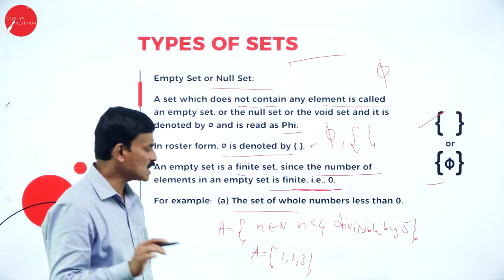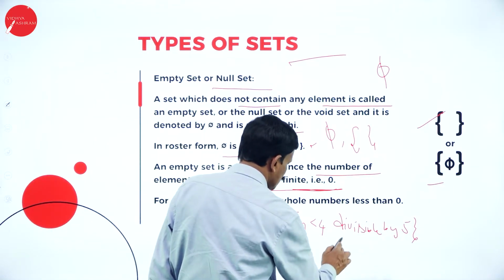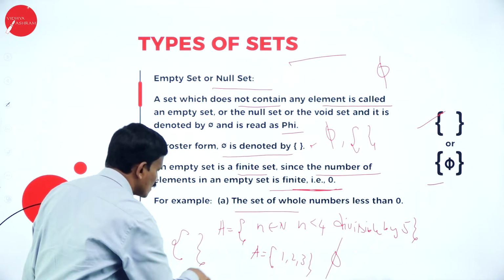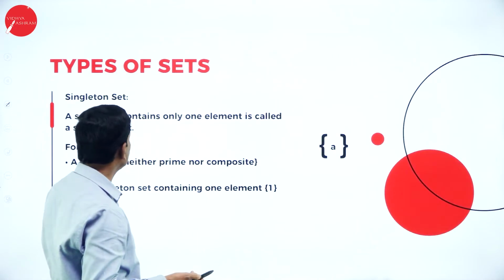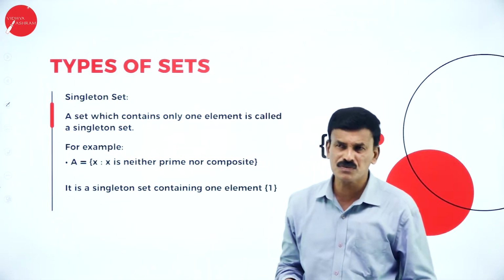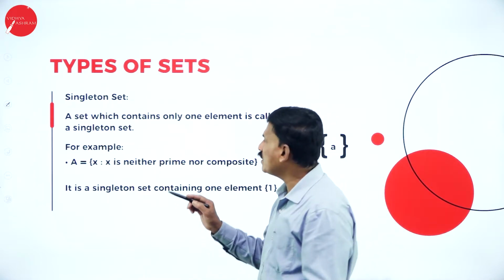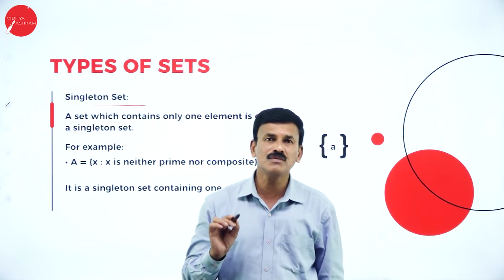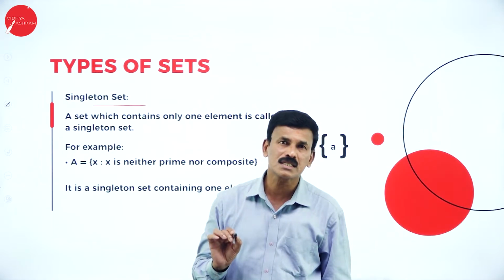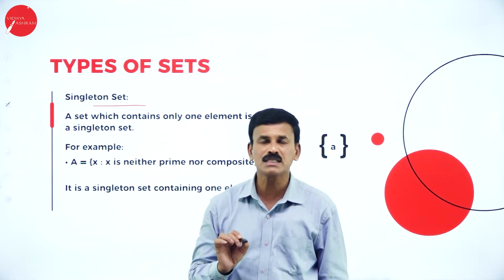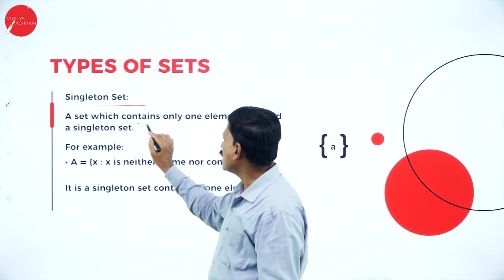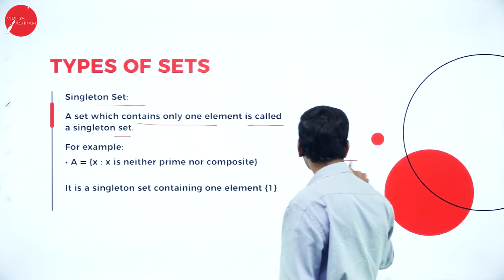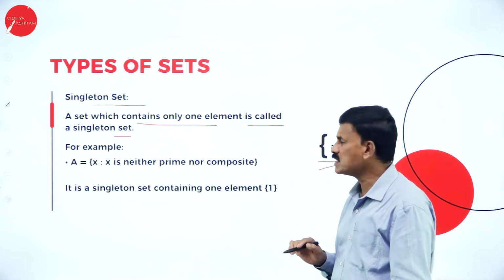A set which does not contain any element is called a null set, and it is denoted like this. Now let us come to the next one, the singleton set. Single means one. A set which contains only one element is called a singleton set. Just one element, that's it. It is denoted like this. This is a representation of a singleton set.